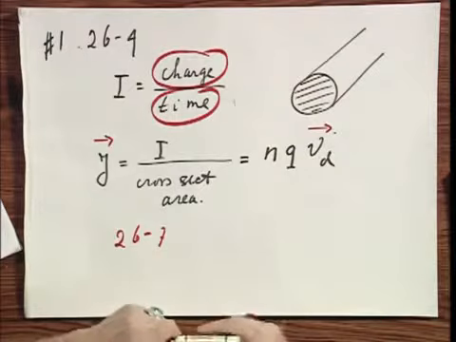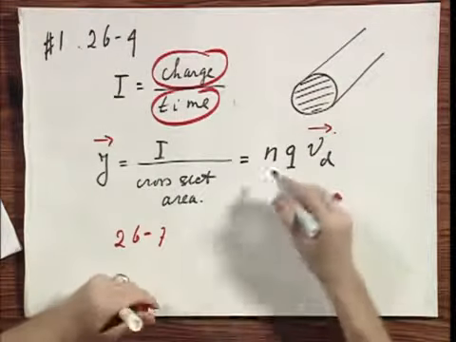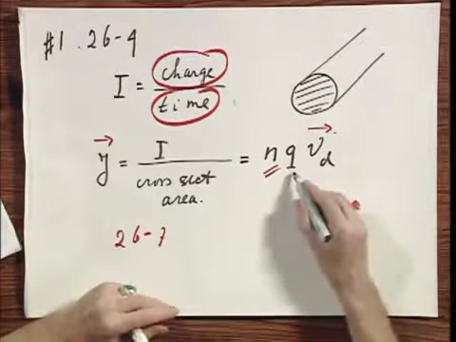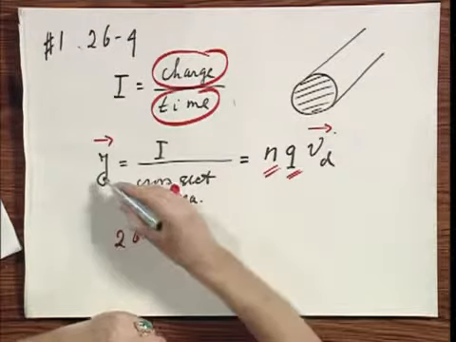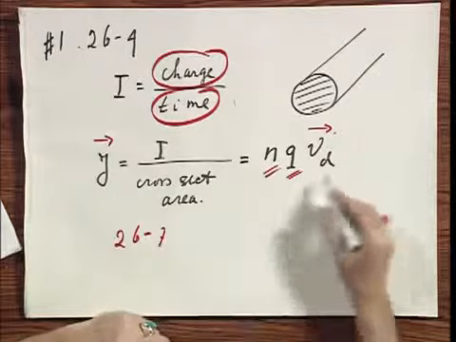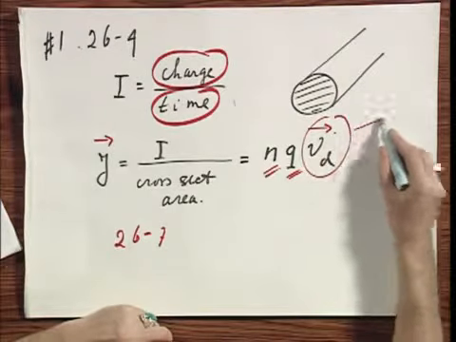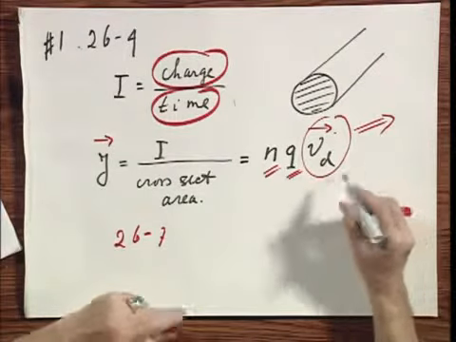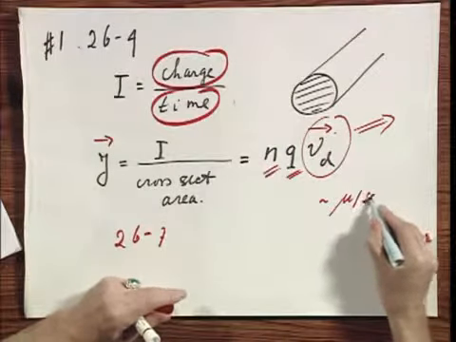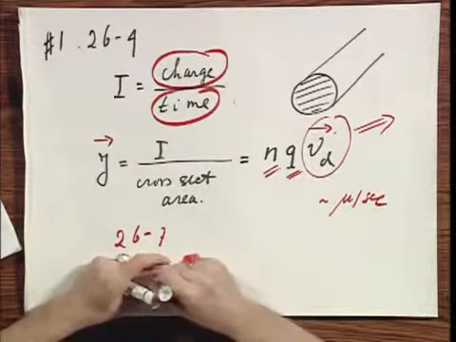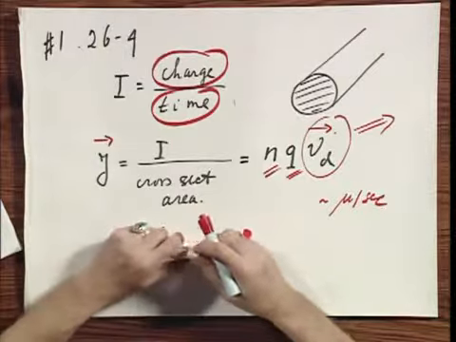So since you know the number of free charges per cubic meter, you know the charge of an electron, you know J because you just calculated I, and so obviously you will find the drift velocity. And that drift velocity is of the order of microns per second, which is exceedingly low. I mean, it is so low that you cannot even imagine that these electrons would drift so slowly.